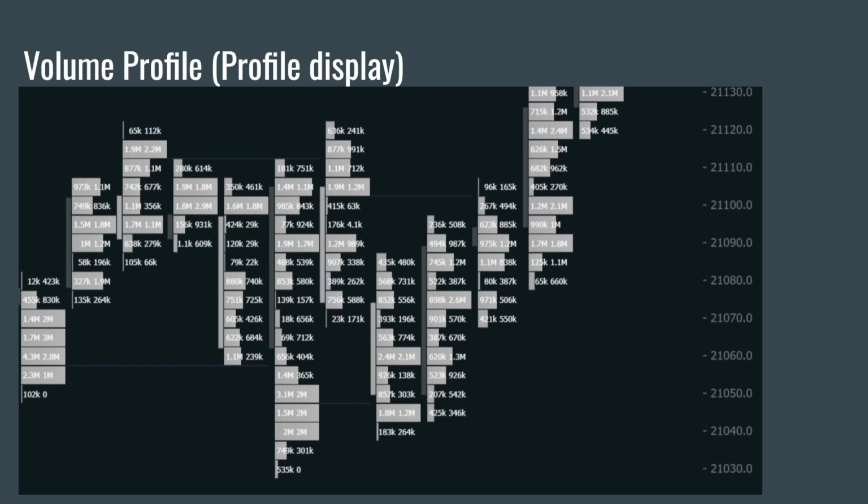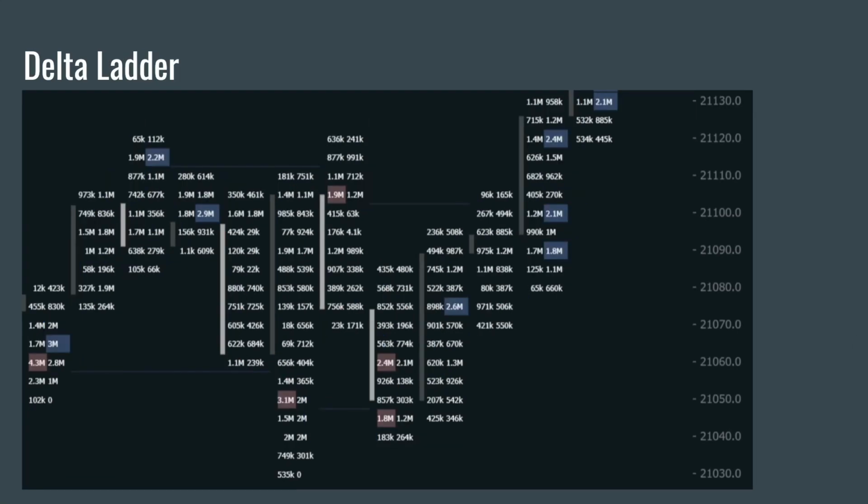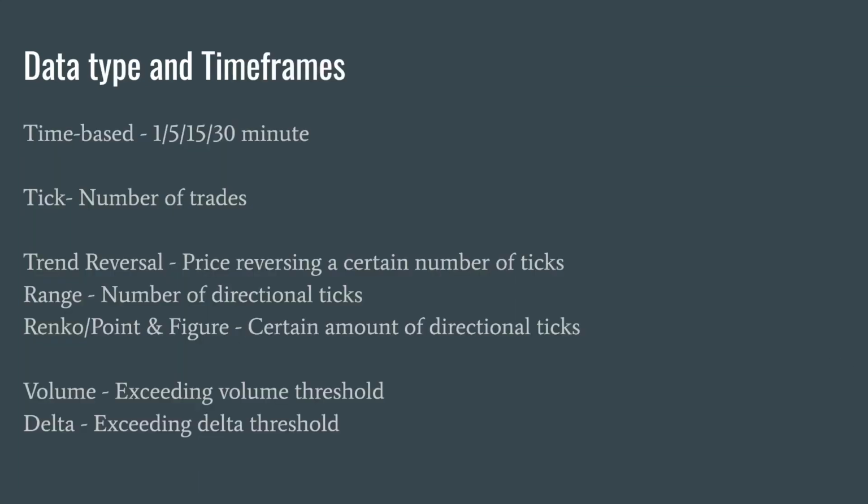Getting into the common display types, we have the volume profile. This is definitely one of the most common. Delta profile has to be the most common, and I recommend using delta ladder. This is the one that I'm the most comfortable with. Moving from there to the data types and time frames.